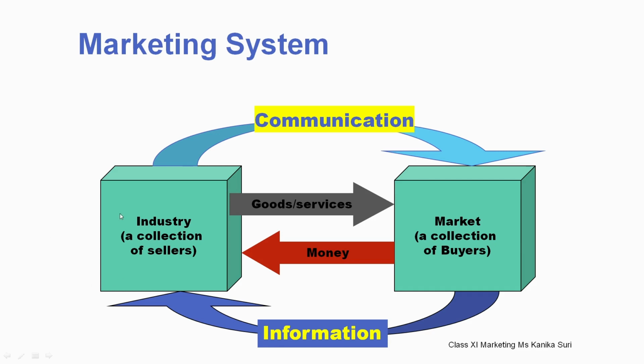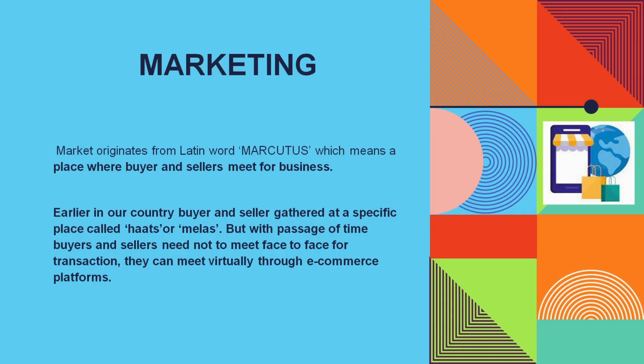Also, the industry or the seller gives communication about the product to the market or to the buyers, that a new product is being launched, or a new feature is being launched, or we are launching a new discount or 1+1 offer, any kind of information which is conveyed from the seller to the buyer. And the buyer will be giving information or feedback to the seller for maybe the improvement of the good or service, or maybe any other kind of information also, right?